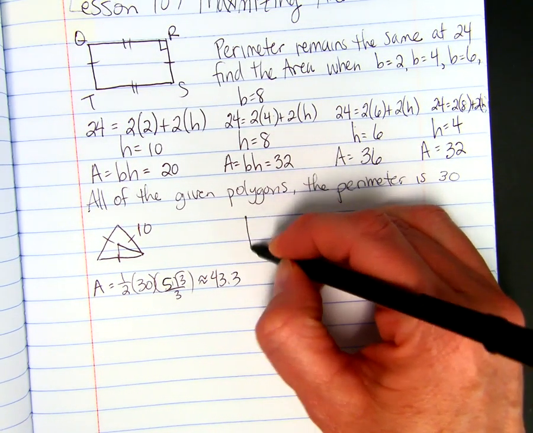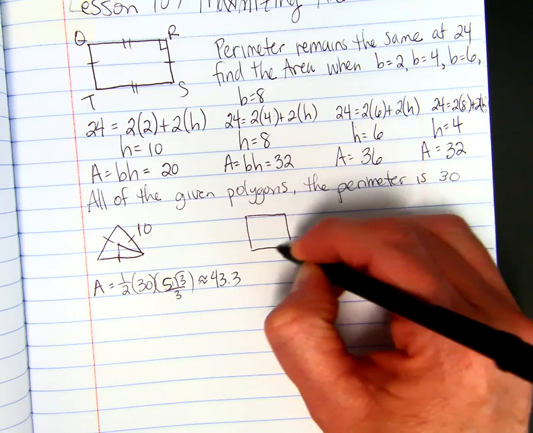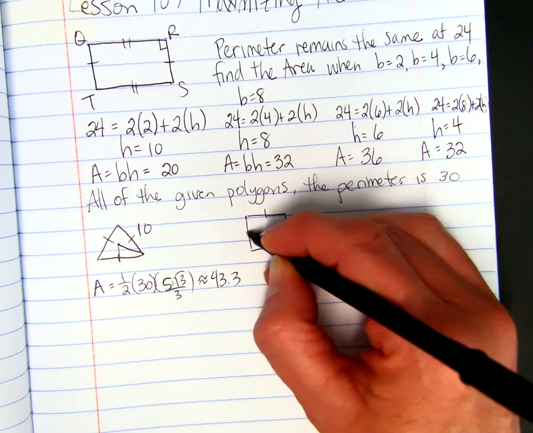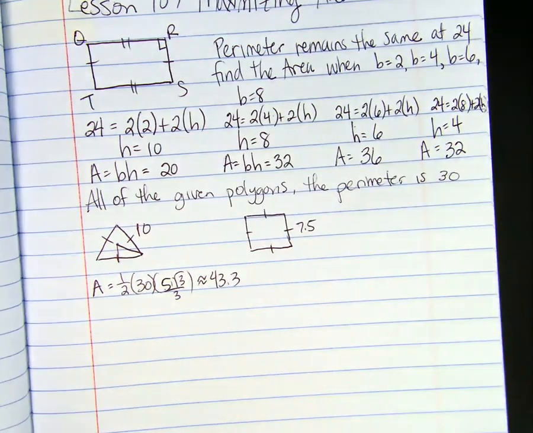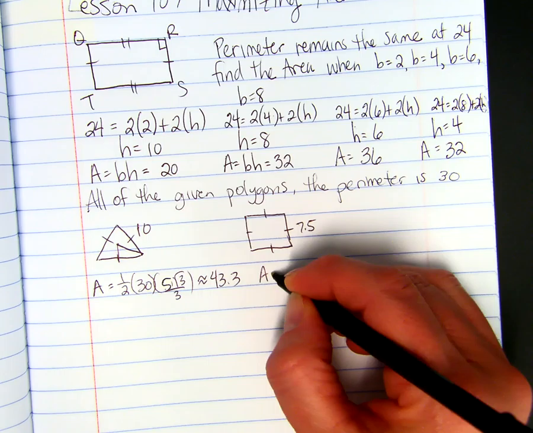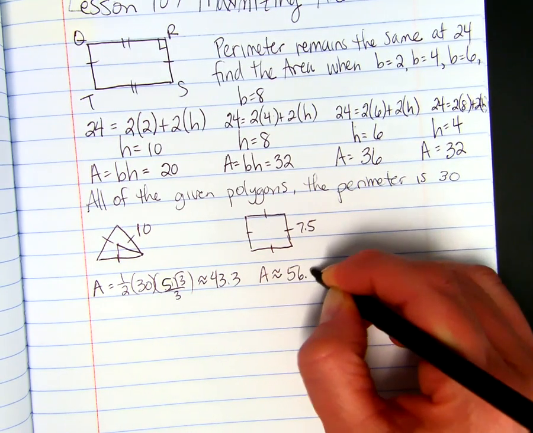Then we're going to do a square. The perimeter's 30, so you divide 30 by 4, you get 7.5. Square that. The area is approximately 56.25.